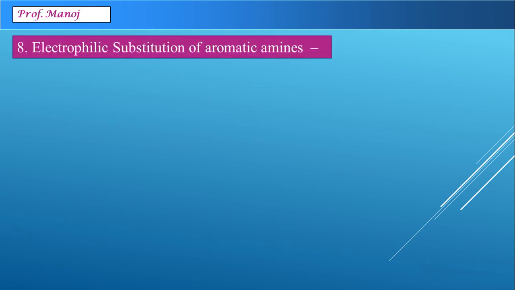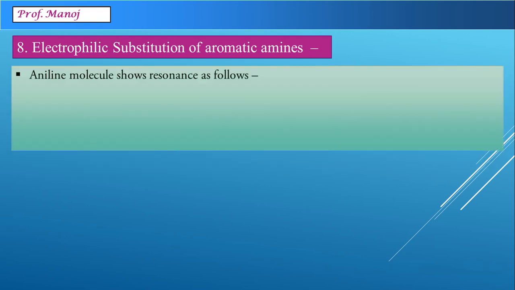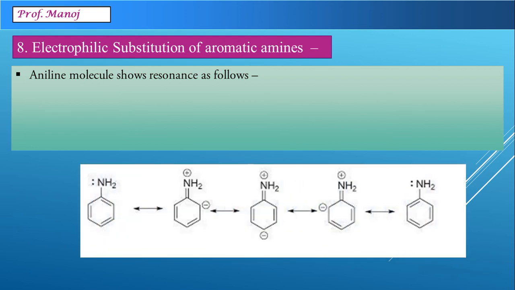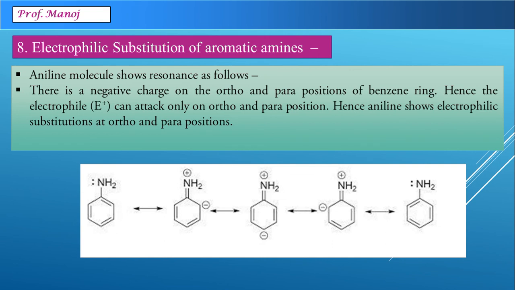Let us come to the last section of these reactions, electrophilic substitution of aromatic amines. Aniline molecule shows resonance, wherein it has at least 4 structures of resonance, and including the original one, it becomes 5 structures. You can see that the negative charge in all these structures is present on ortho and para positions. That is why an electrophile, which is a cation, can attack on ortho and para positions. That is why aniline will show electrophilic substitution at ortho and para positions.